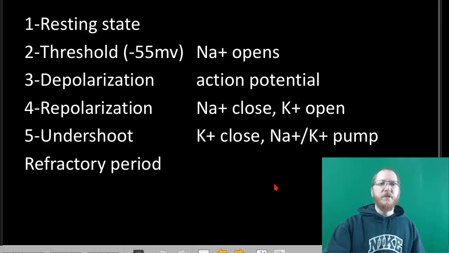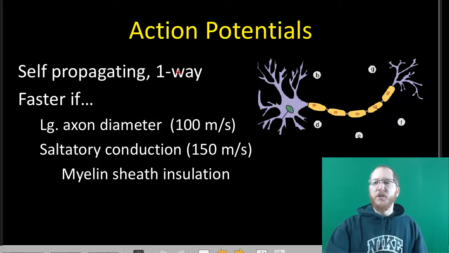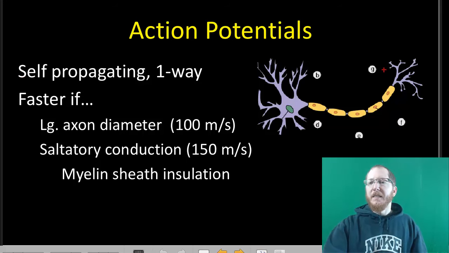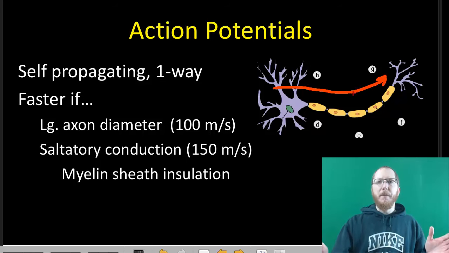Okay, action potentials. Once they occur, they self-propagate, meaning it's going to go from the dendrites down to the axon terminals all by itself. We don't have to keep making it happen.